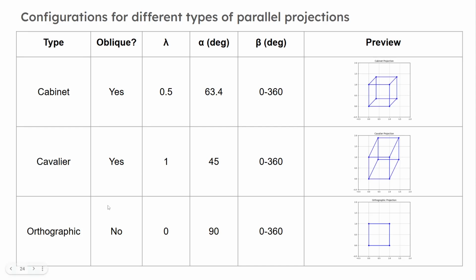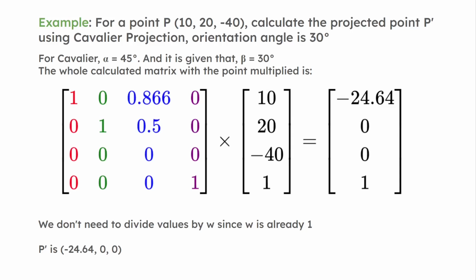Orthographic projection is a special case of oblique projection where the skewing angle is 90 degrees. If we apply alpha to be 90 degrees, it will make the direction of projection perpendicular to the projection plane. And we can only see one side of this cube. So in this orthographic projection, we can only see one side, whereas in these two cases, we can see multiple faces.